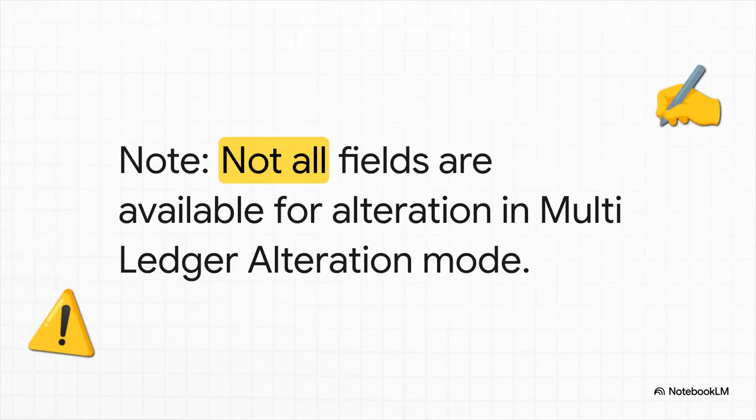The multi-alter mode is fantastic for making broad changes, like say, moving a dozen ledgers into a new group. But it doesn't give you access to every single detailed field. So for things like changing a specific address or an email ID, you'll still need to pop into that individual ledger screen we looked at first.